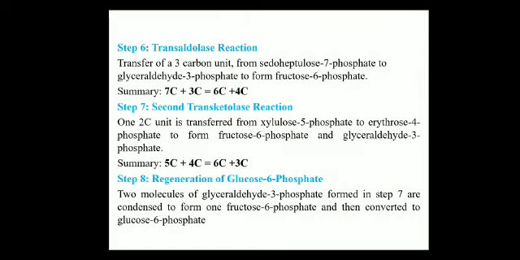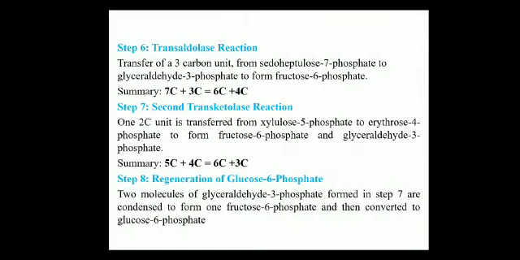The sixth step is the transaldolase reaction. Here there is transfer of a 3 carbon unit from sedoheptulose 7 phosphate to glyceraldehyde 3 phosphate to form fructose 6 phosphate. You can observe the number of carbon atoms here. In the previous step it was 5 plus 5 is equal to 7 plus 3. So again that 7 plus 3. 7 is your sedoheptulose and 3 is your glyceraldehyde 3 phosphate. They will combine to form fructose 6 phosphate.